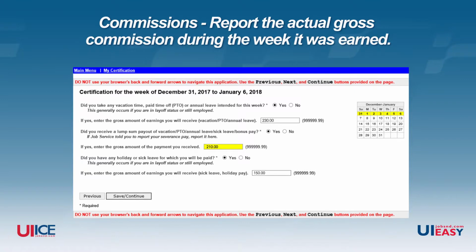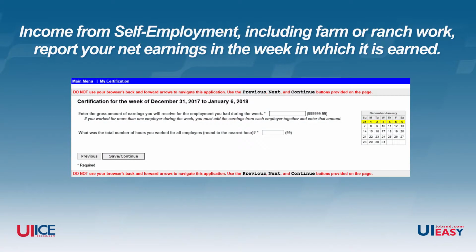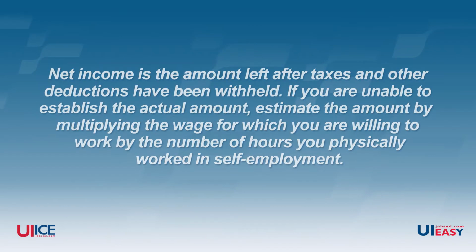Commissions. Report the actual gross commission during the week it was earned. Gross is the amount before taxes and deductions. Income from self-employment, including farm or ranch work. Report your net earnings in the week in which it was earned. Net income is the amount left after taxes and other deductions have been withheld.